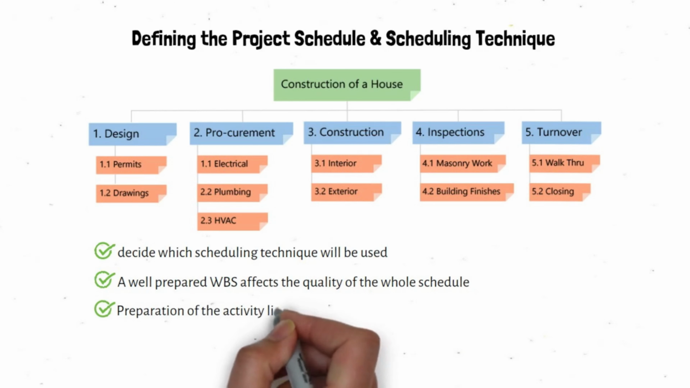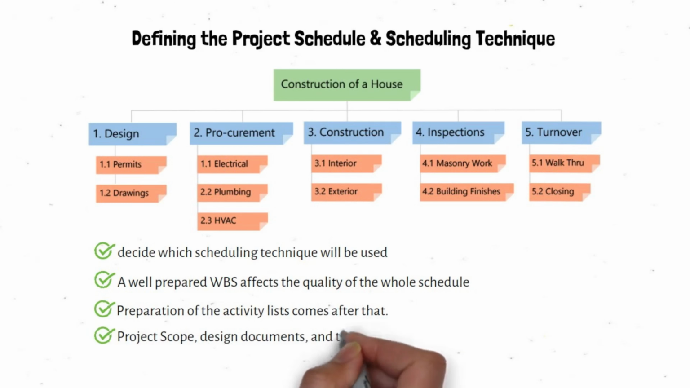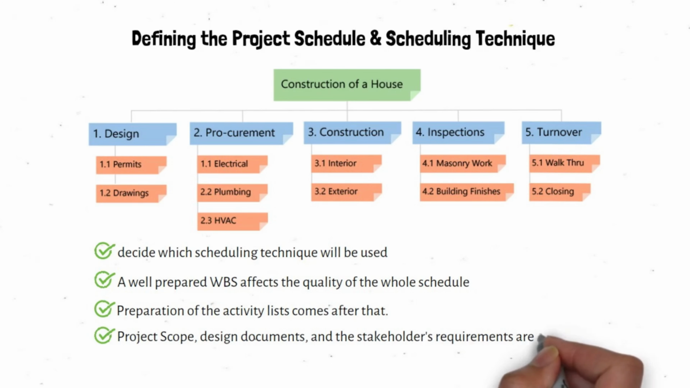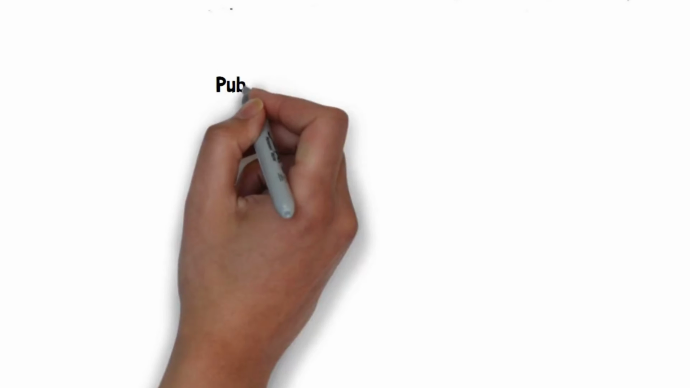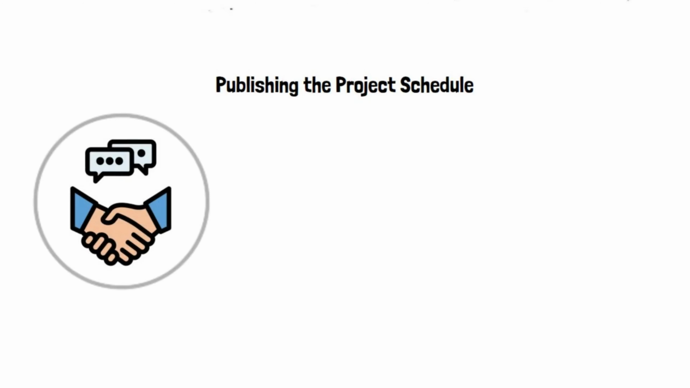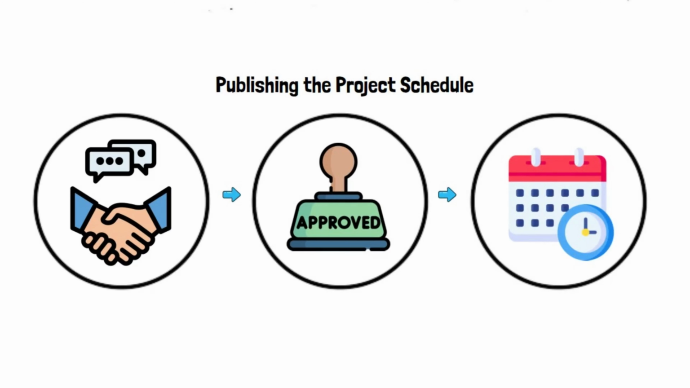Preparation of the activity lists comes after that. Project scope, design documents, and the stakeholders' requirements are analyzed and the activity lists are prepared considering all the project objectives. Publishing the project schedule. After creating the schedule, project teams, key project stakeholders, and beneficiary representatives come together to make negotiations. If they agree on the dates, milestones, and structure, the schedule will be approved, published, and stored as a baseline for monitoring and controlling purposes.